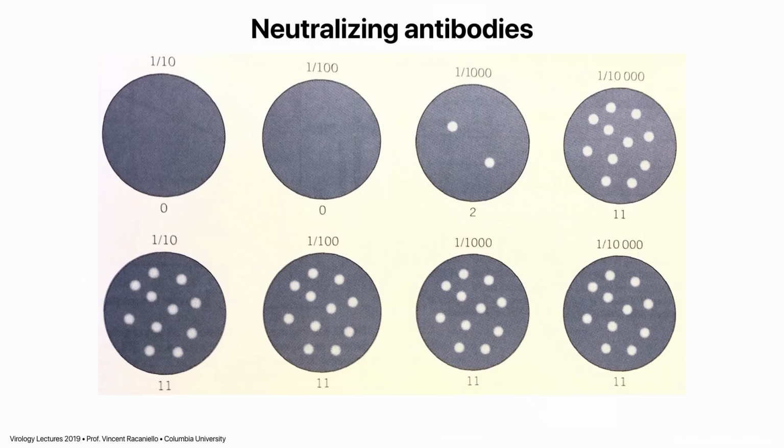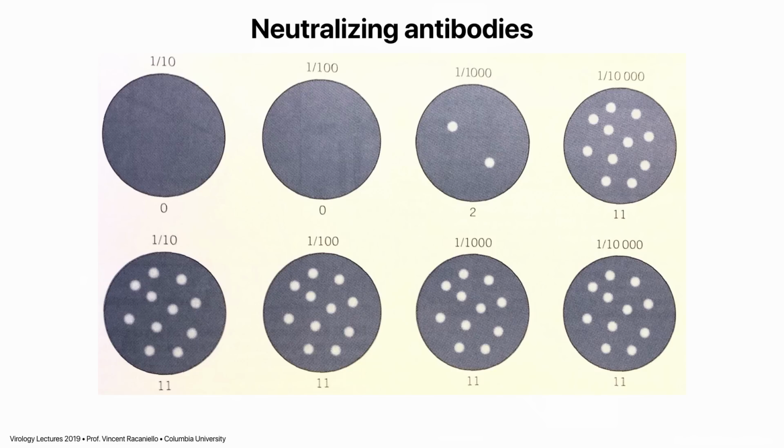And if it's a neutralizing antibody, it's going to prevent plaque formation. And here we have dilutions of antibodies at the top. We take some serum from an inoculated animal, or we could take serum from you and ask if you have antibodies to poliovirus. We could make dilutions and mix them with poliovirus.